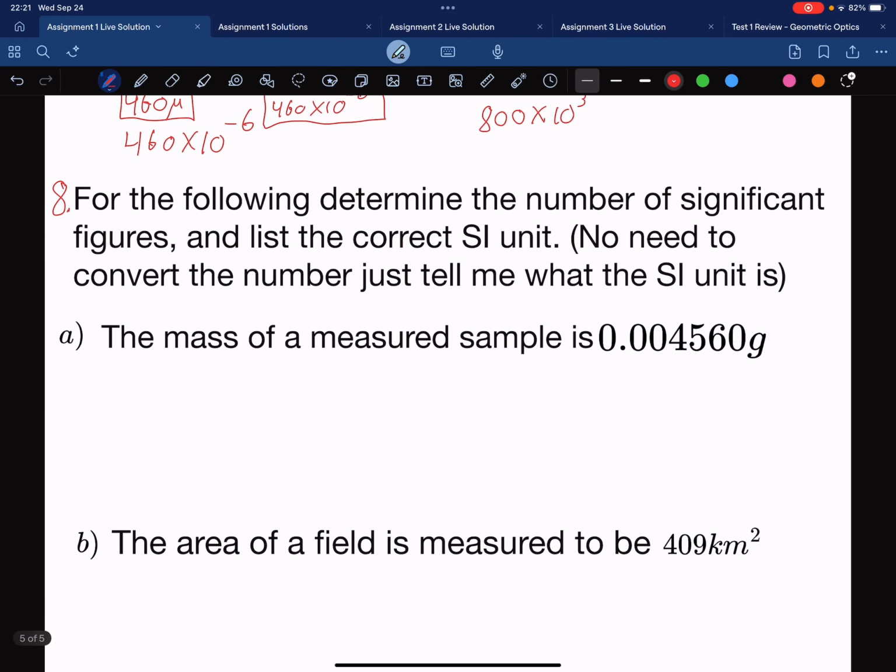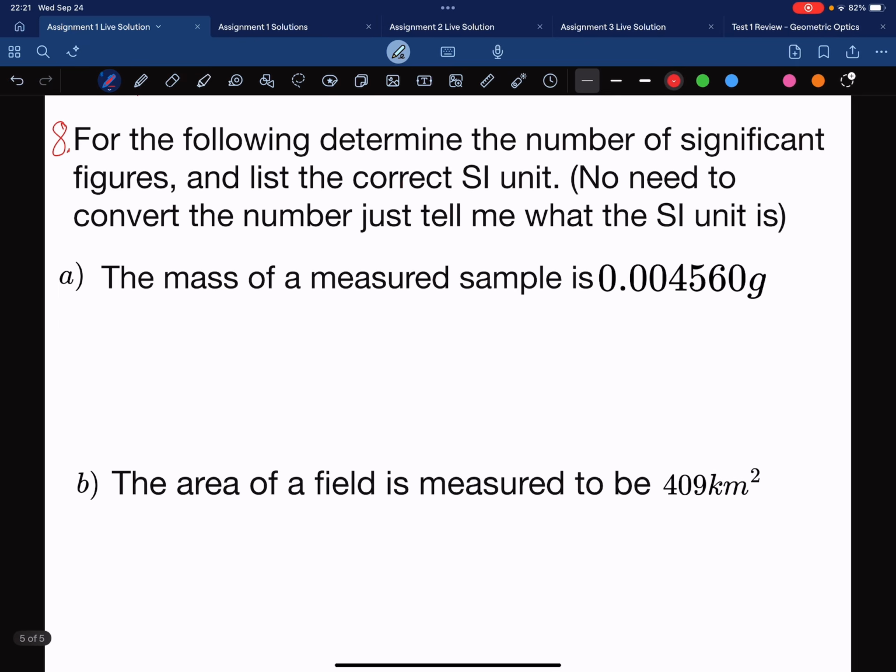Question 8. For the following, determine the number of significant figures and list the correct SI units. A few people forgot to list the correct units. I did not ask you to convert the number to reflect what the new unit is. I just wanted you to tell me what the SI unit was. We'll do plenty of those conversions later in the course.